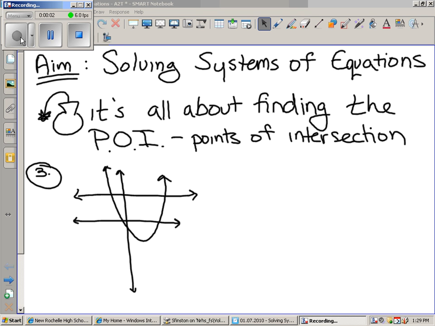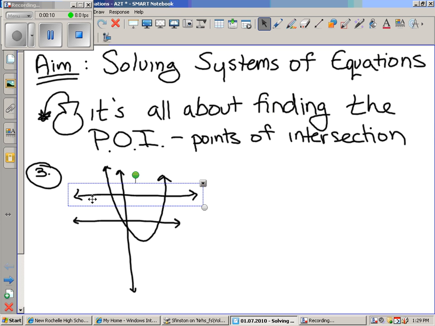All right, so today is all about solving systems of equations, and specifically when you are presented with a system of equations, in other words, like a parabola and a line, or as we'll see maybe tomorrow or later today, a circle and a line. It's all about finding those POIs.